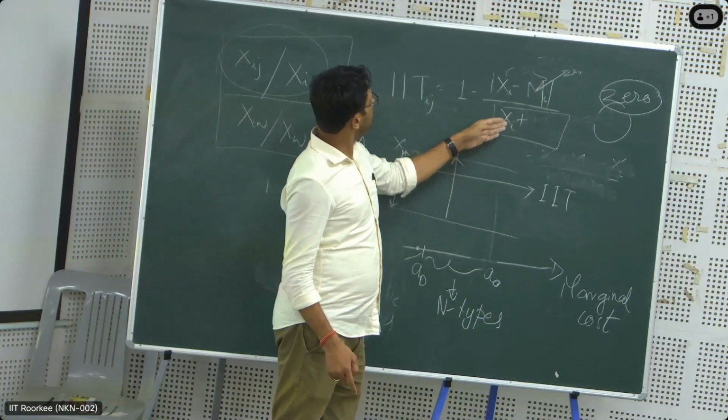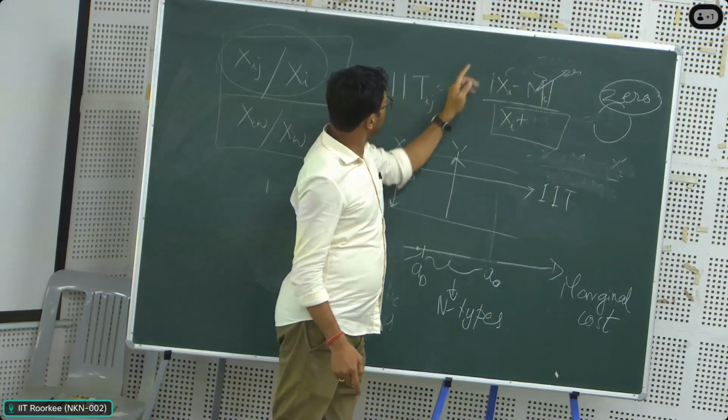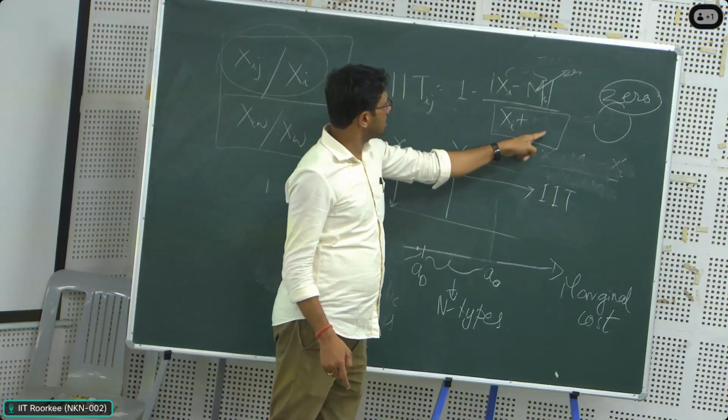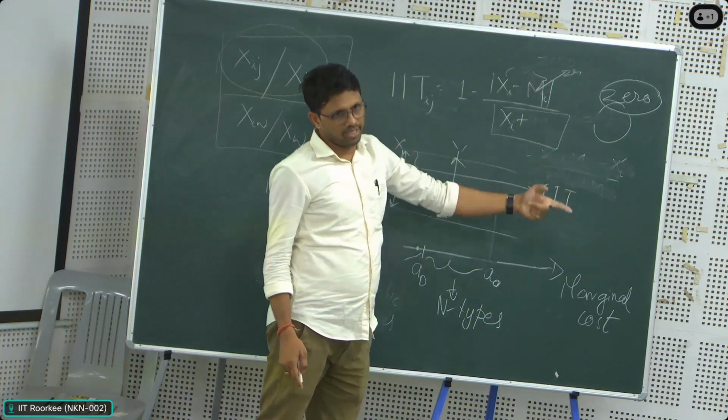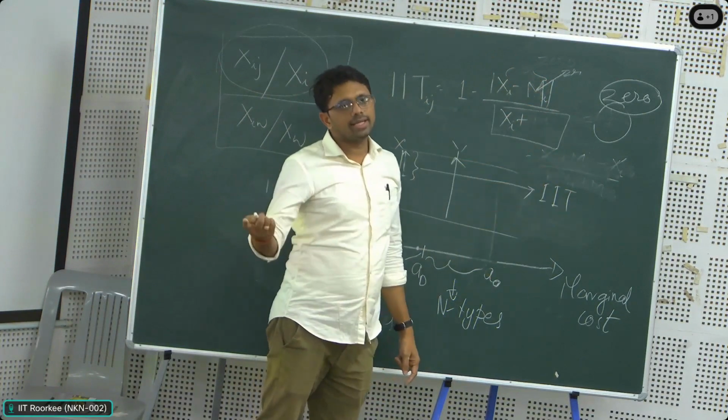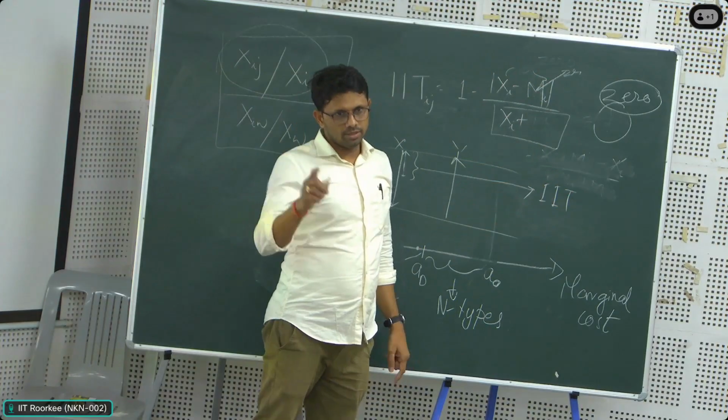So this will be how much? This side is 0. This is actually xi plus mi divided by xi plus mi. Okay, so another extreme value is equal to 1. Understood?